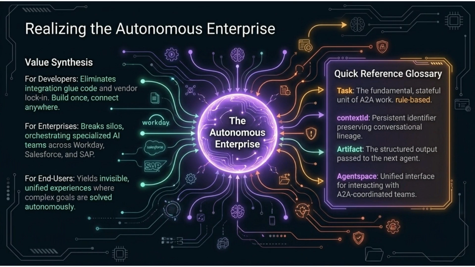Realizing the autonomous enterprise yields value synthesis for developers, enterprises, and end users. It breaks silos, eliminates integration glue code, and provides unified experiences. The quick reference glossary defines key terms like task, context ID, artifact, and agent space.